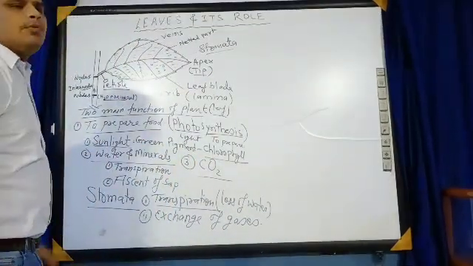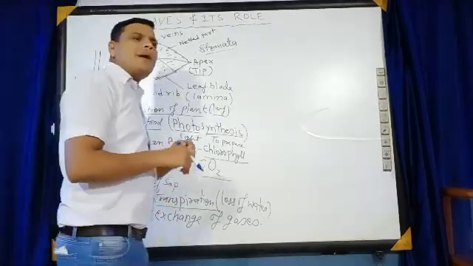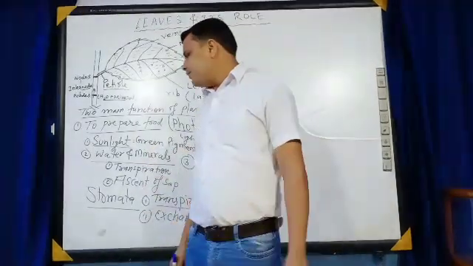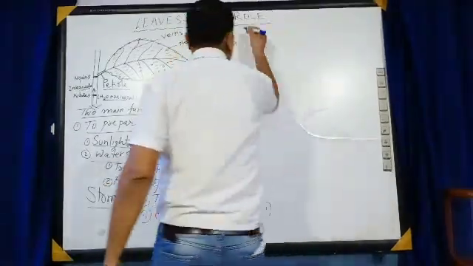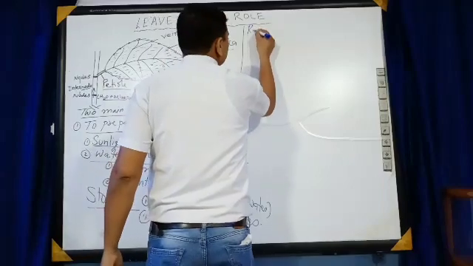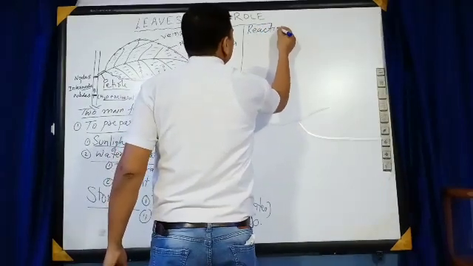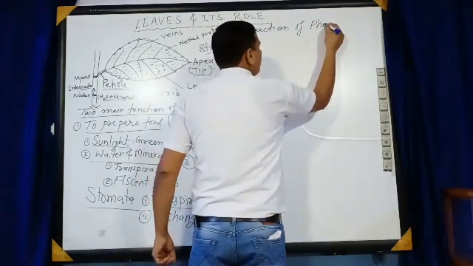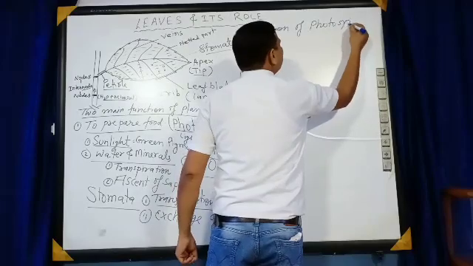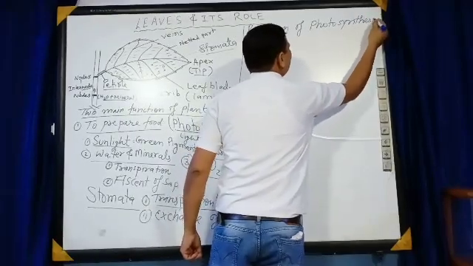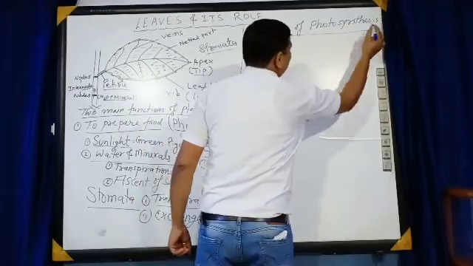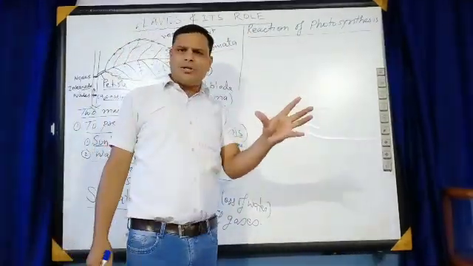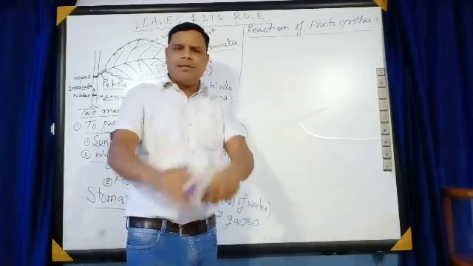It prepares the food. The leaf prepares the food with the help of photosynthesis. How have they prepared the food? So you can write the reaction of photosynthesis. Oh sir, you are teaching reactions in plants also. Yes, the reaction for photosynthesis. In one shot you can know how a plant prepares its own food.